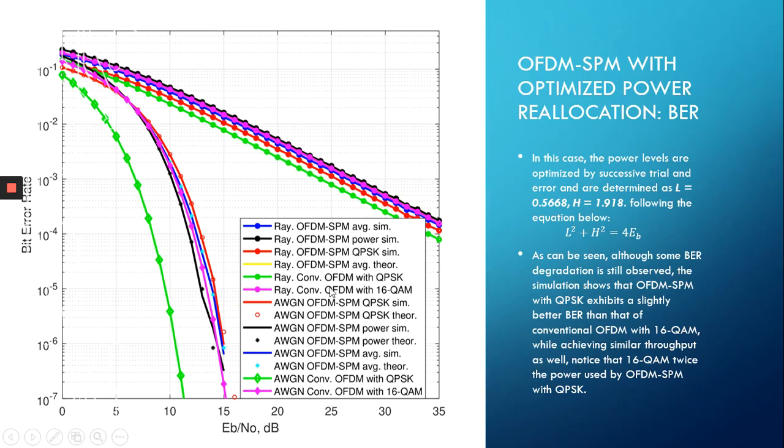However, another thing that we'll notice is that if you look at this purple curve right here, that's conventional OFDM with 16 QAM. And 16 QAM achieves a data rate identical to OFDM-SPM with QPSK. And in this case, even though OFDM-SPM is using half the power used by conventional OFDM with 16 QAM, it's actually outperforming it in terms of BER, even though it's achieving the same data rate.